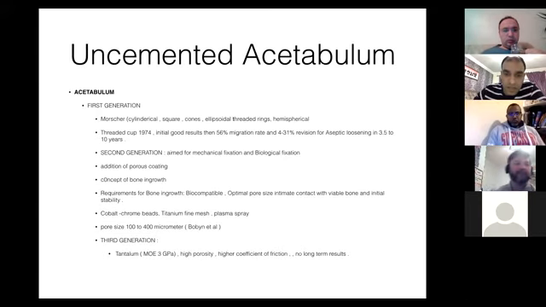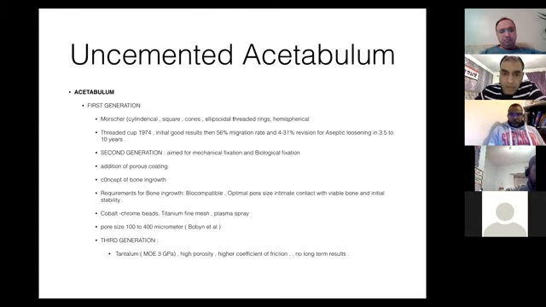The second generation came in. The first generation was purely mechanical. So they were not thinking about biological fixation at that time. They relied upon screw fixation. They tried to screw the acetabulum into the pelvis.